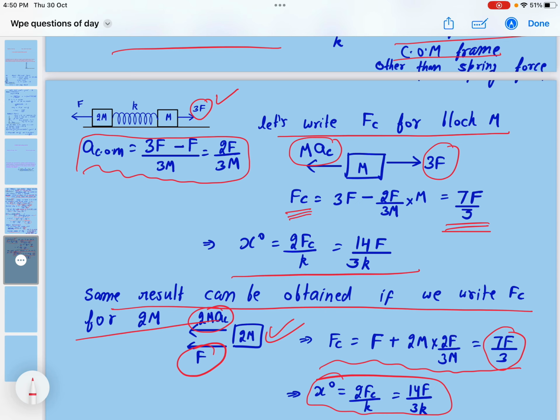Now just related to this, one more question I discussed in the class: when you give some initial velocities to the blocks, what can be the maximum or minimum velocity in the subsequent motion, okay? That technique also please revise, because this system of two blocks and a spring is a very important model as per the JEE Advanced trend.